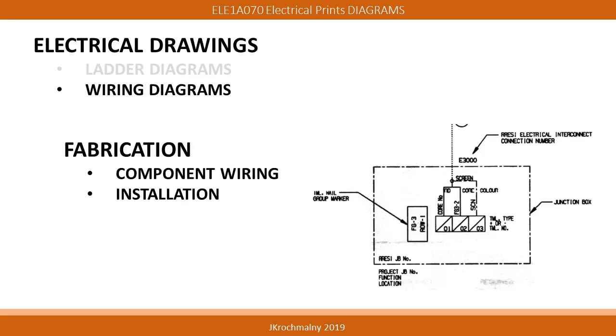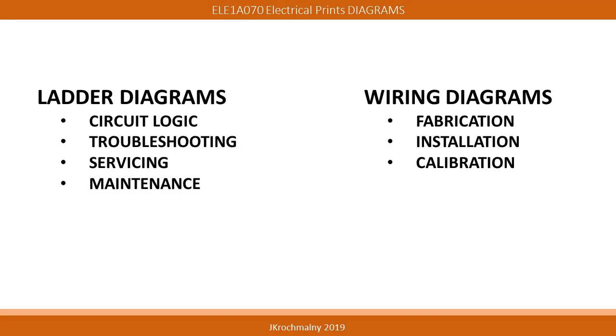Wiring diagrams are the other commonly used form of electrical diagrams. Wiring diagrams are used by installers and fabricators to wire electrical components and assemblies together. The difference between these 2 diagramming systems deals with the purpose for which they are going to be used.